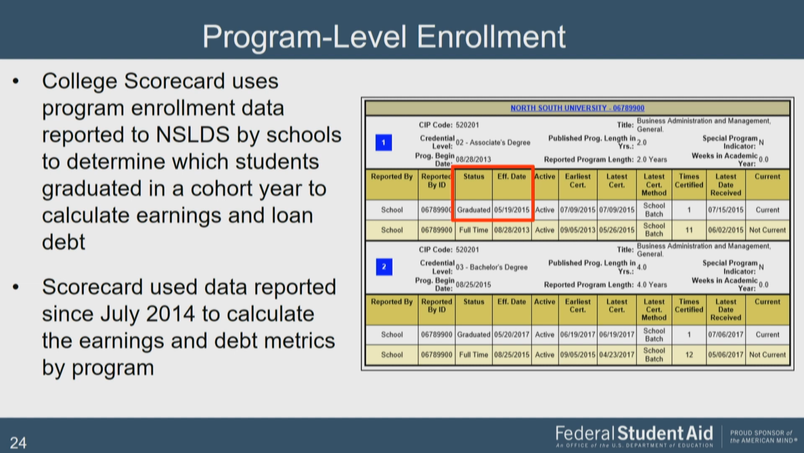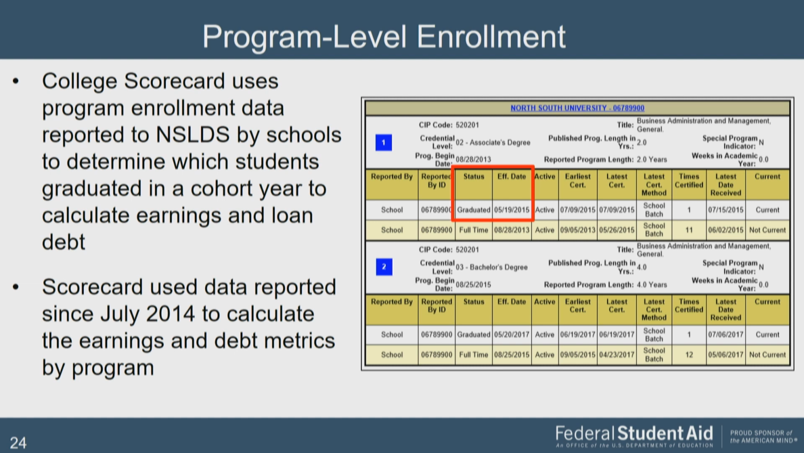The program level enrollment data that is reported to NSLDS, we're currently using data that's been reported by you all to the NSLDS system since July 2014 to calculate some of the just released data on earnings and median loan debt metrics that you're seeing now on the scorecard. There are a couple of different ways that you as a school user can get into NSLDS and look at your program level enrollment data.